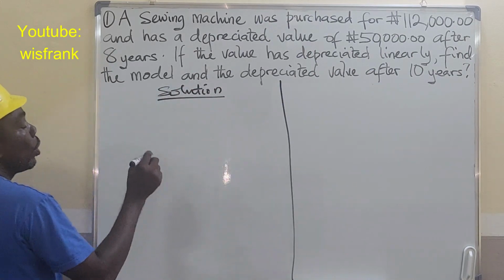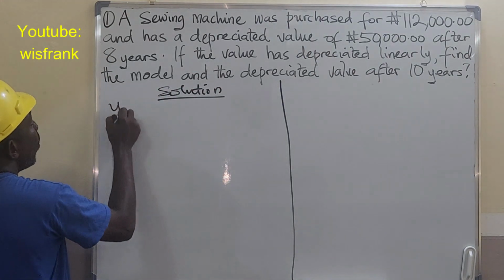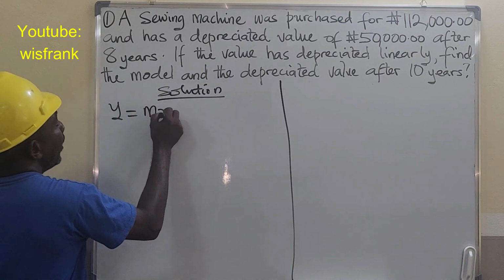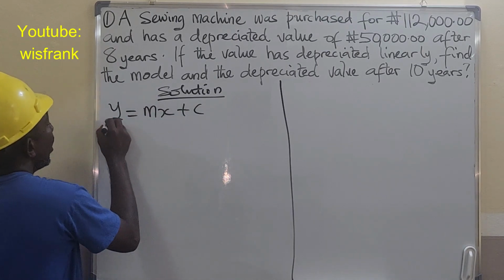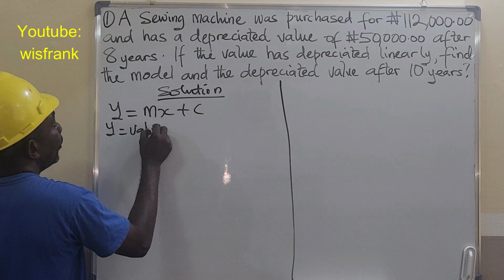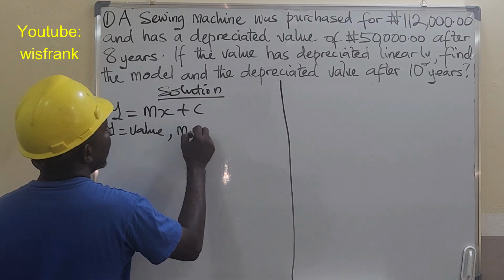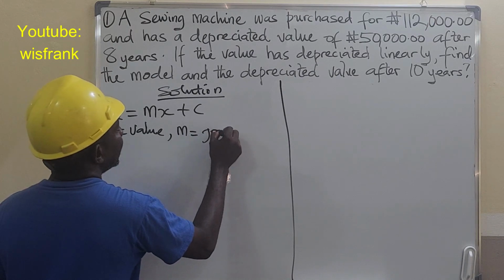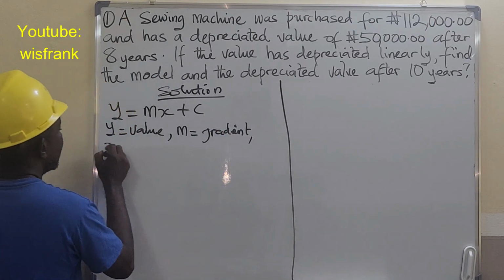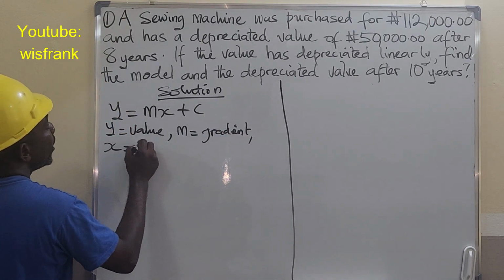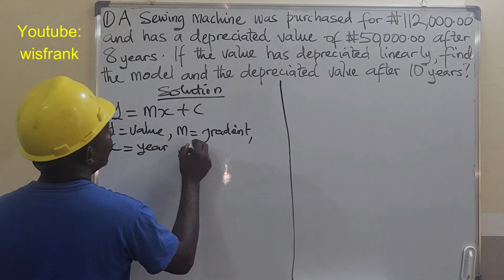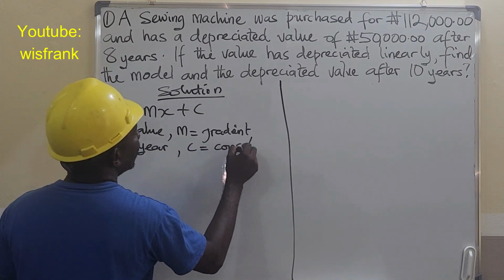So our linear equation formula is y equals mx plus c, where y equals the value of the sewing machine and m equals the gradient. Also, x equals the year, and c equals the constant.